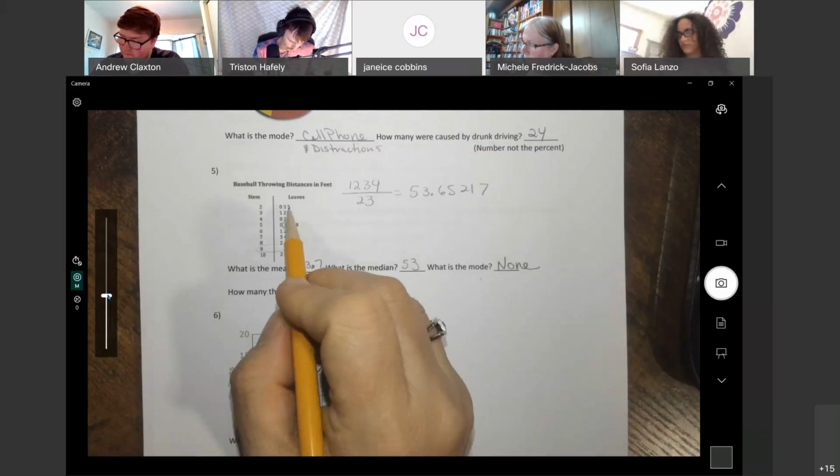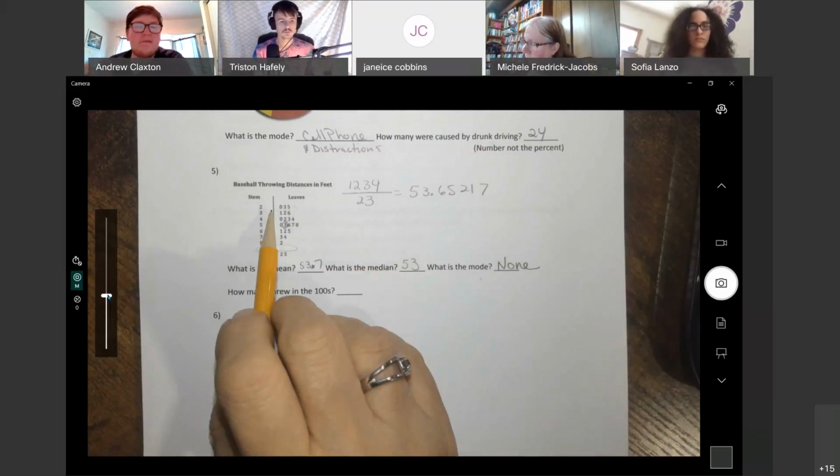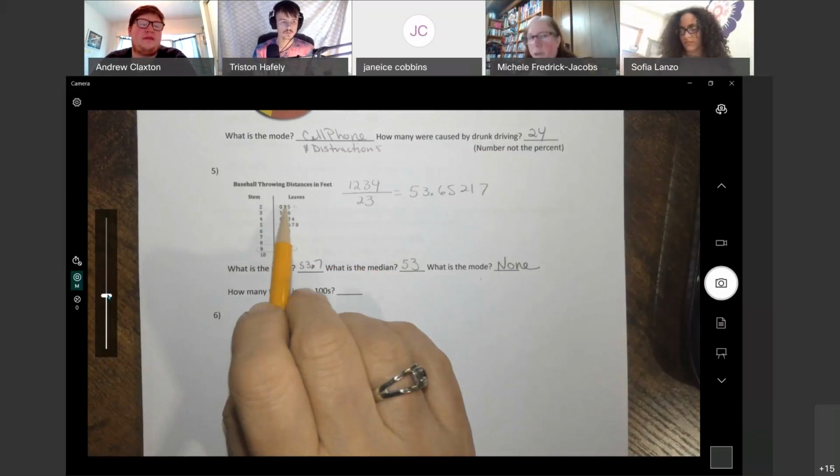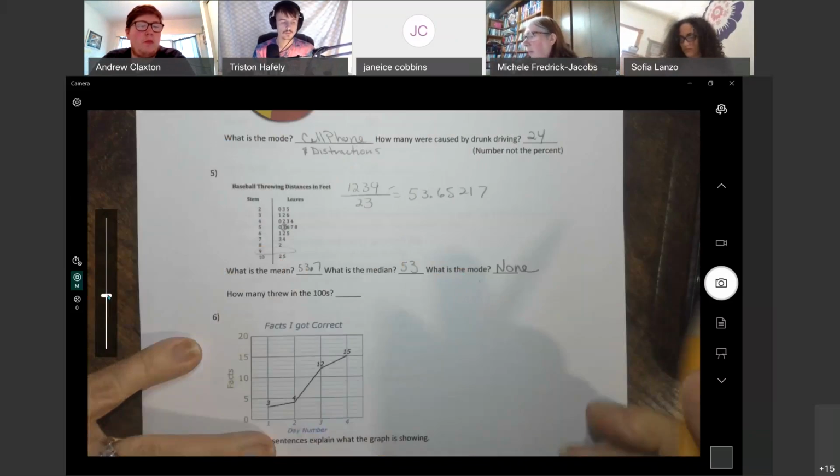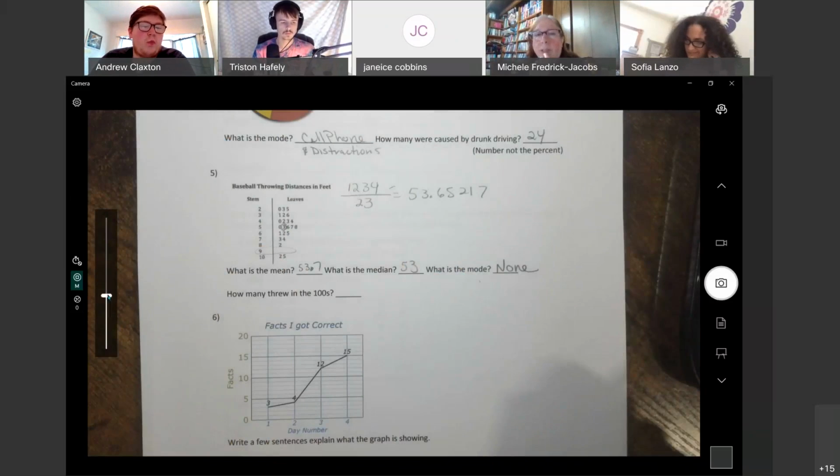So if there was one more 5 here, then it would have been 25 because there were 2 25s. But since none of them repeated, there's none. Any questions on that?